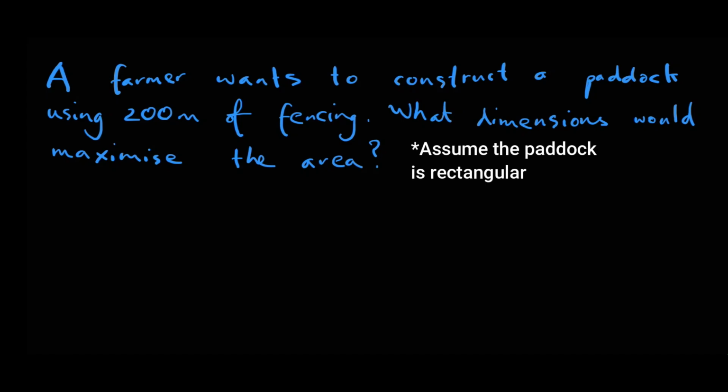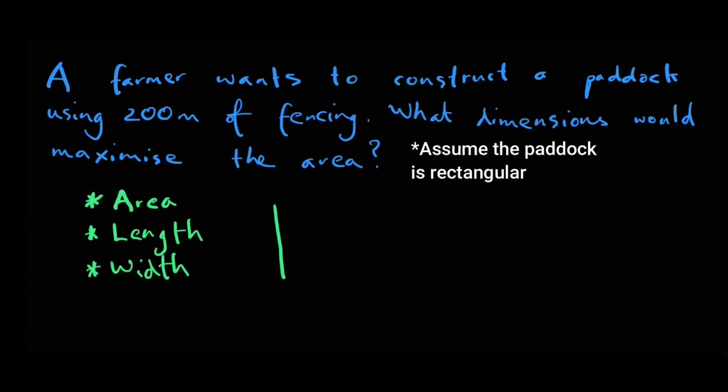So a farmer wants to construct a paddock using 200 meters of fencing. What dimensions would maximize the area? Alright, to do a problem like this, the first thing you want to do is figure out which quantities are involved. So we're working with the area of a paddock. So we're going to use the area. And we're also going to use the length and the width, because those are the dimensions that make up the area.